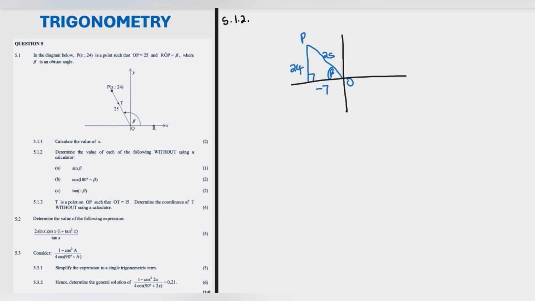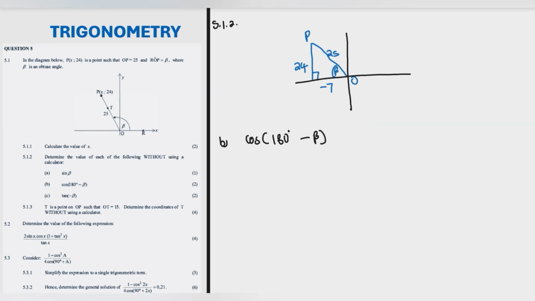So A is sine of beta. Remember, sine of beta is opposite over hypotenuse. That is the ratio for sine. If beta is our reference angle, what is the opposite of that angle? The opposite side is 24 and your hypotenuse is 25. So the sine of beta will be 24 over 25.